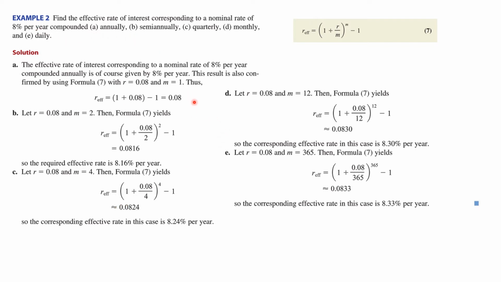So this is the effective rate if it's compounded annually, and that's just 8%. But if we compound twice, we'll get a little more than 8%. Quarterly, a little more than that. And monthly, a little more than that. And eventually, we'll get here. And so you see, we can use that formula. This is the formula that we're using over and over and over again.